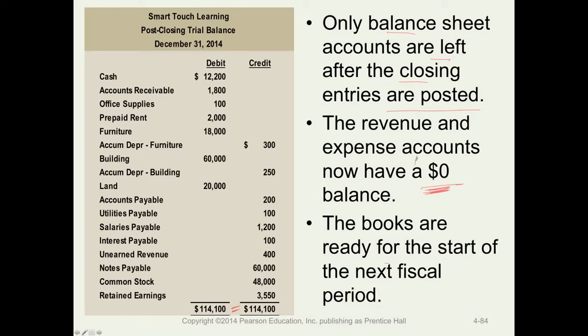And again, don't forget dividends as well. Once again, balance sheet accounts are permanent. They carry over period after period. And that means that you start 2015 with $12,200 in cash, $1,800 in receivables, and so on. So the ending balance at 12/31/2014 equals the beginning balance of January 1st of 2015. Okay?